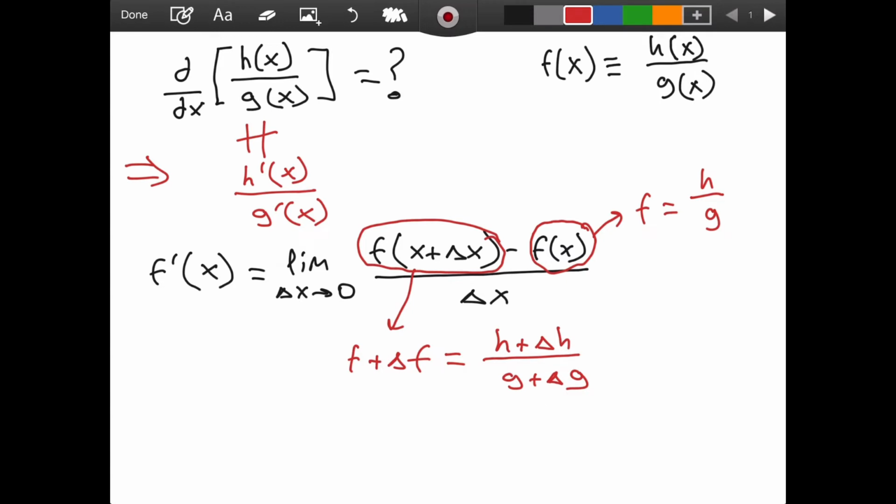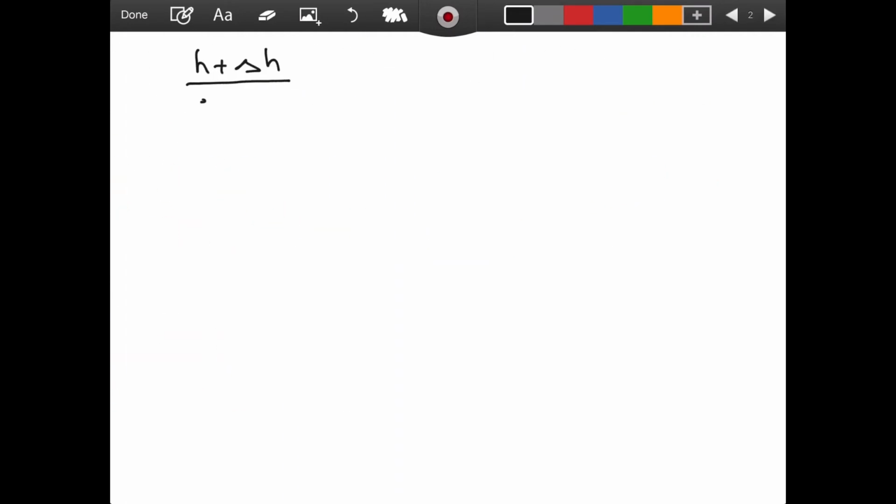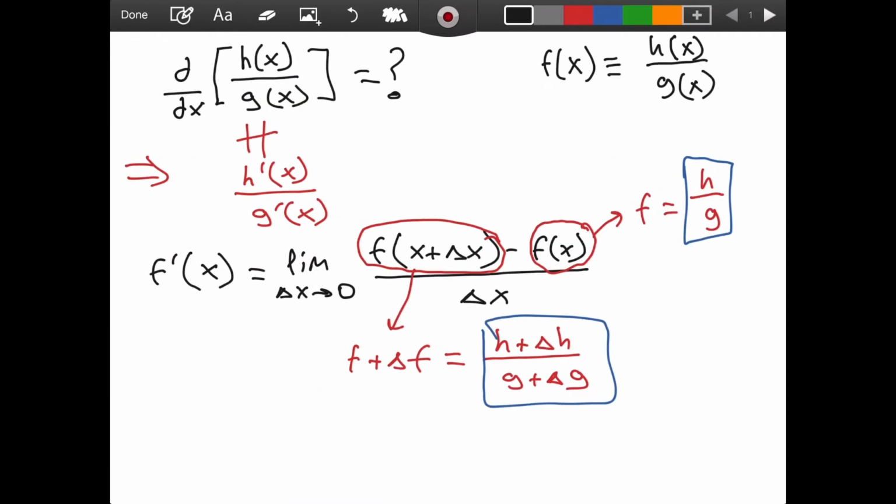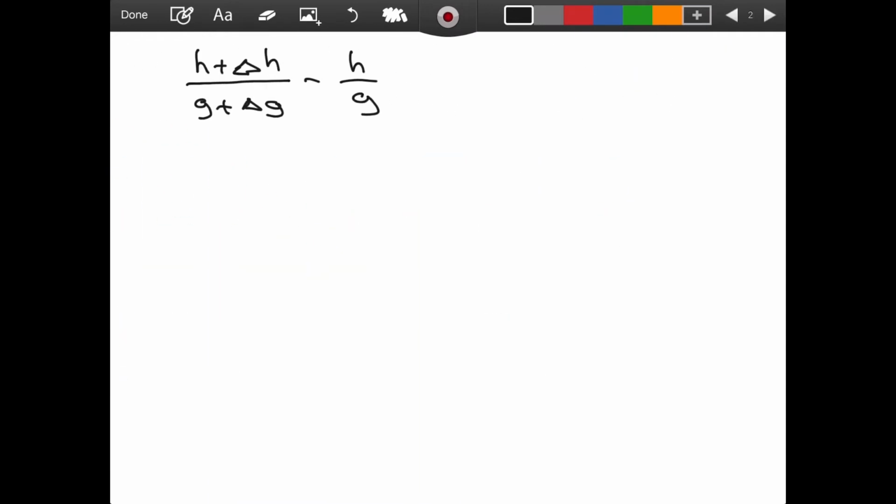So let's substitute these two formulas that we found for the two terms that are in the numerator. And I will do that on a new page. So we have, for f of x plus delta x, h plus delta h divided by g plus delta g, and minus h divided by g. And remember, we had a delta x in the denominator, so I put that one as well.